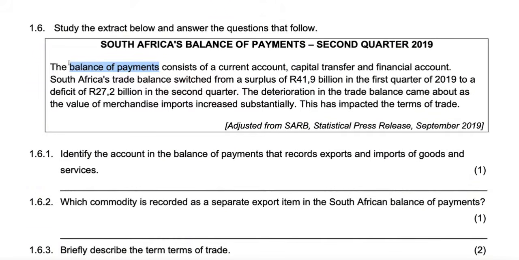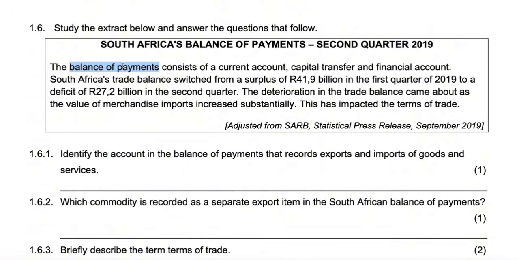But maybe before I go further, let me define. Balance of payments is basically a systematic record of a country's transactions with the rest of the world. So basically, we record all the transactions. Well, let me take you back a bit.